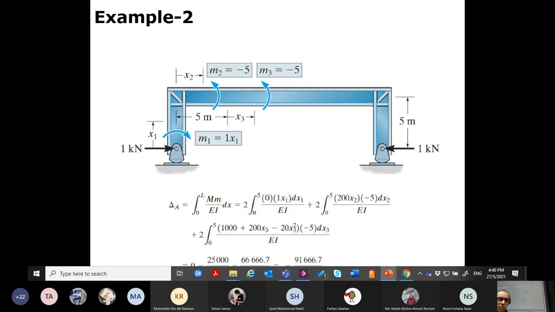Now we can do the same thing for applying a unit load 1 over here. So when you apply unit load 1, we can get the same thing, x1, right?